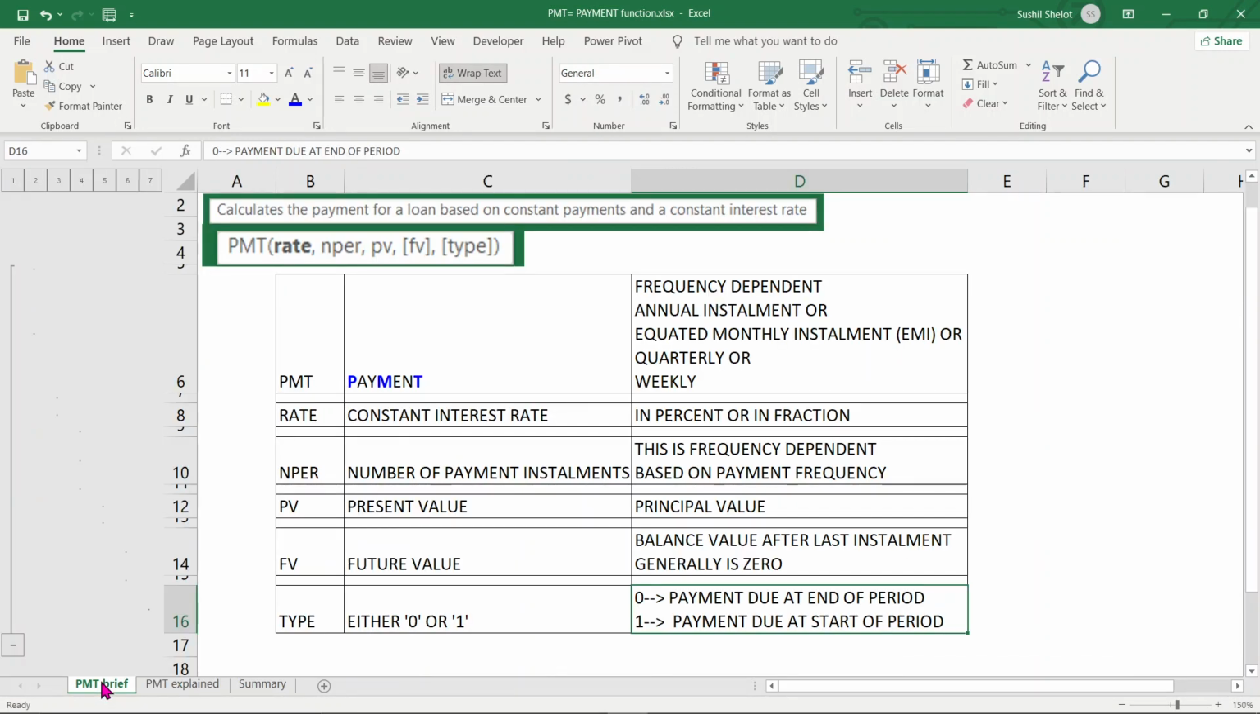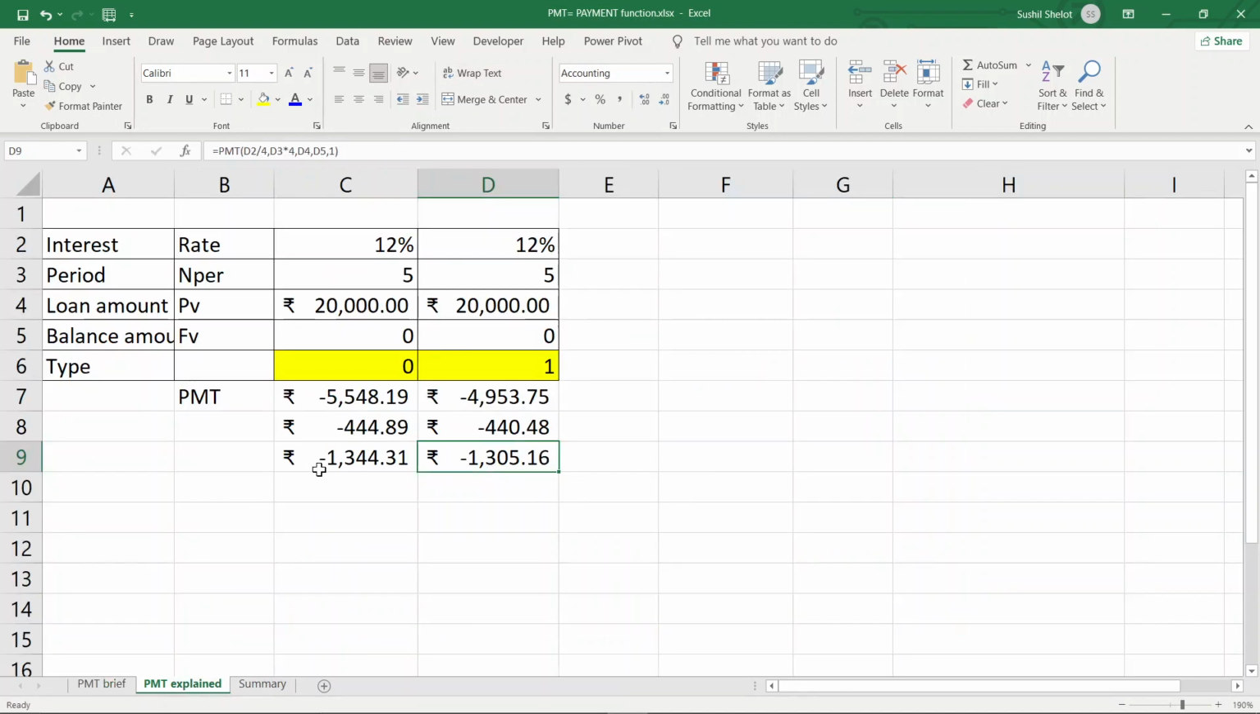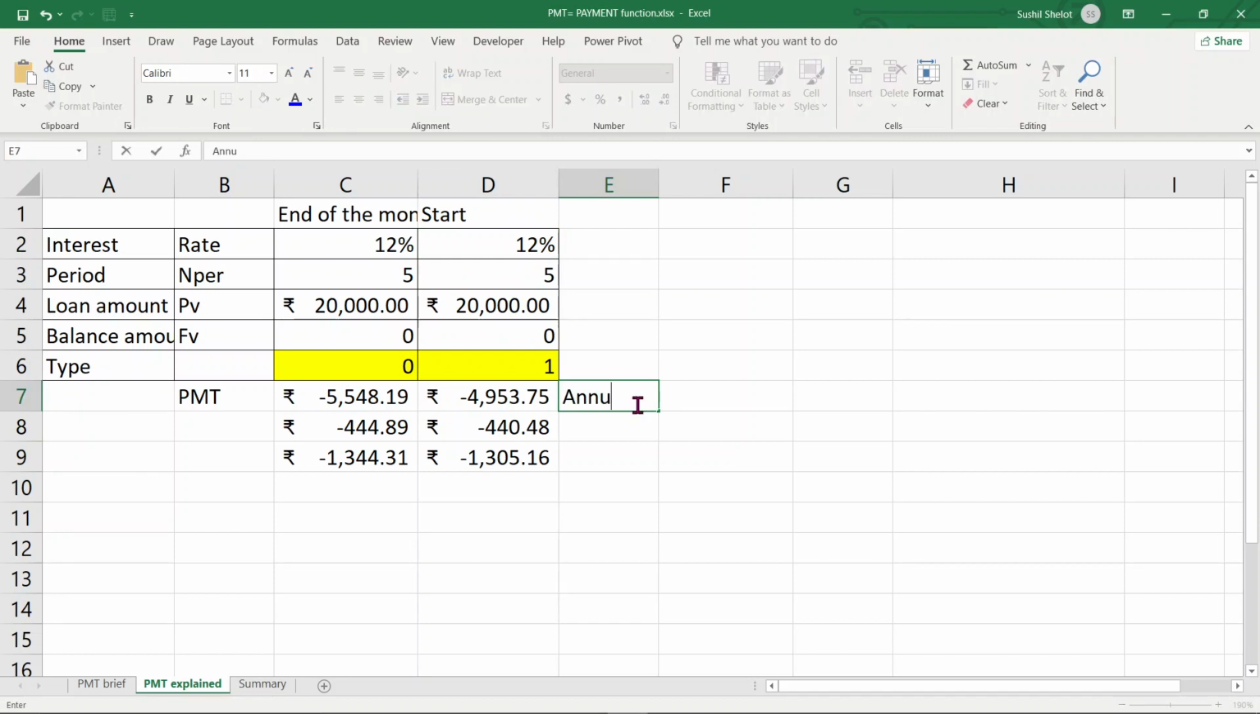If at all you have to pay at the end of the month, the values are higher. So basically these are for the end of the month, and this is at the start. Fine. So this PMT is annual.